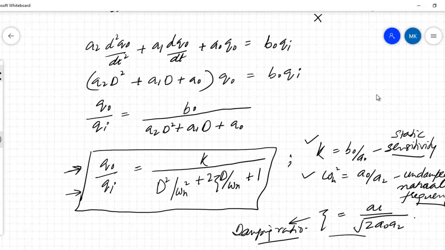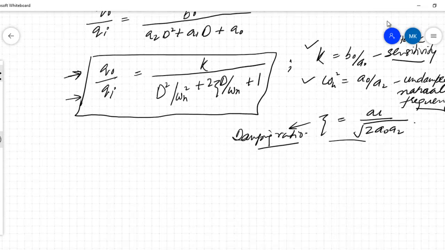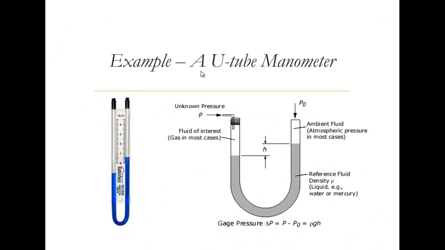Because of this, it will have different responses for different damping ratios, different frequencies, and obviously for the static sensitivity. Now a U-tube manometer is a good example of such a system, where you have the liquid inside the manometer, which has some particular mass. As there is a change in the pressure between the two ends, this will flow as per the difference in the pressure and accordingly take some height.